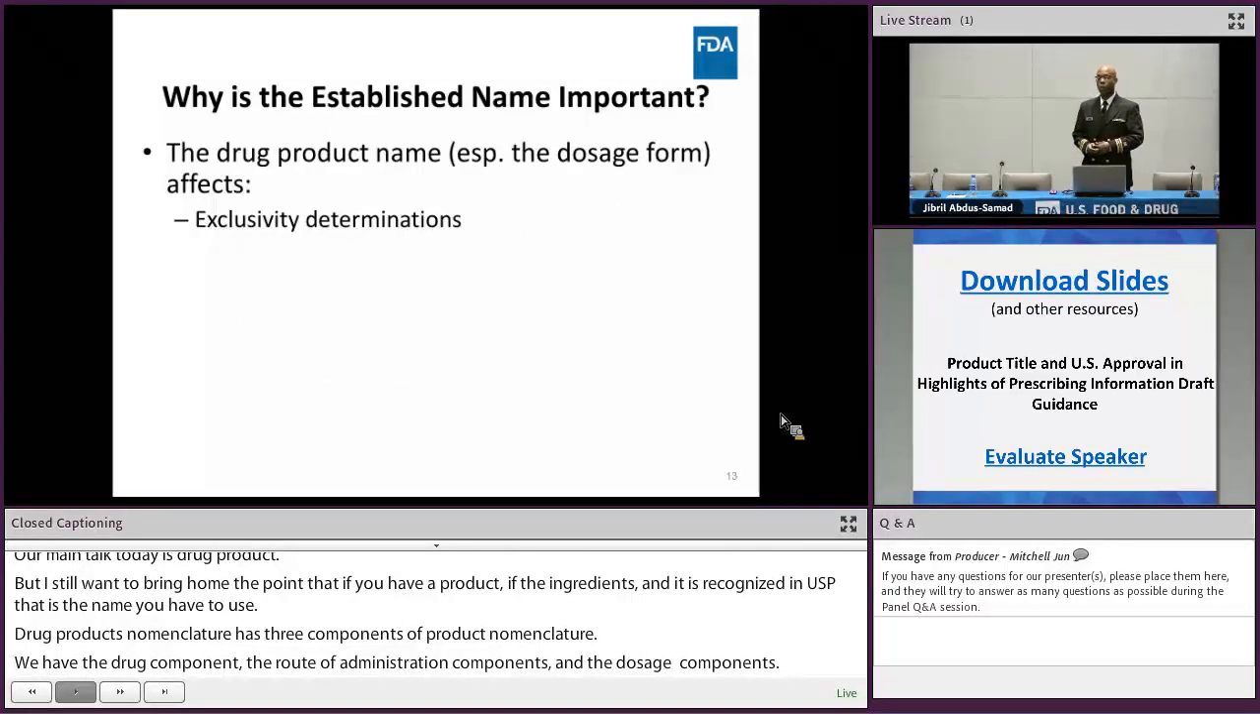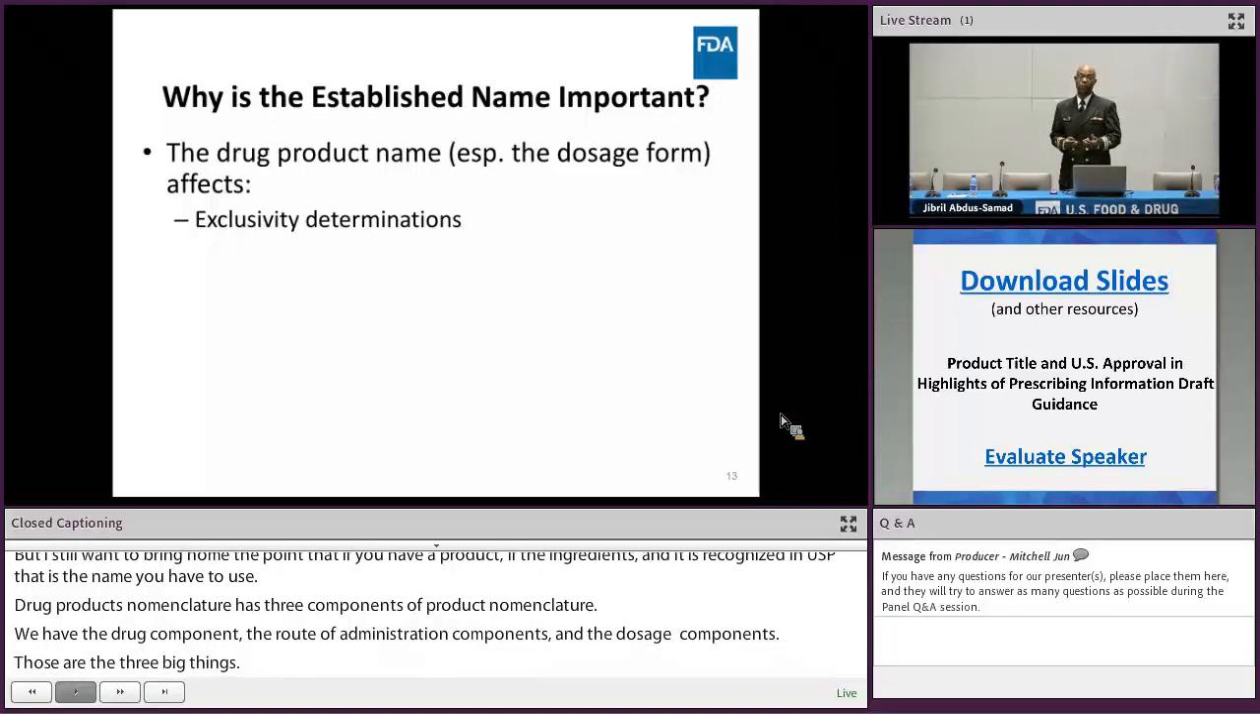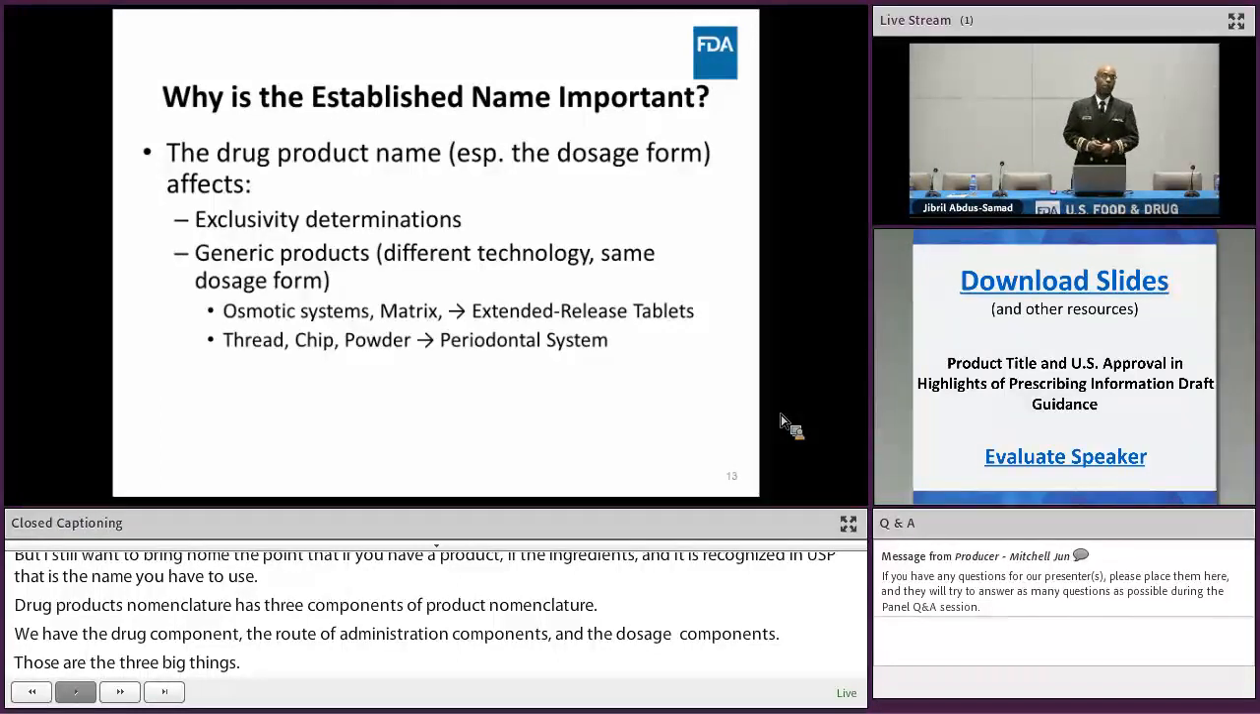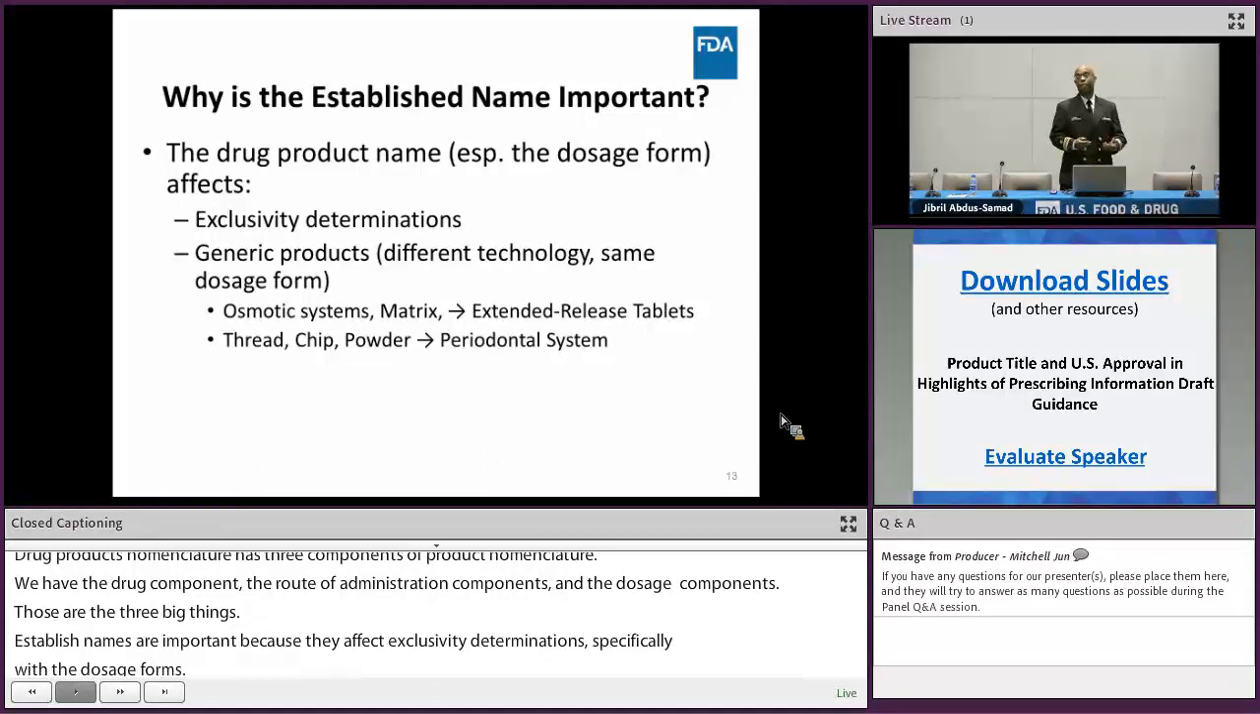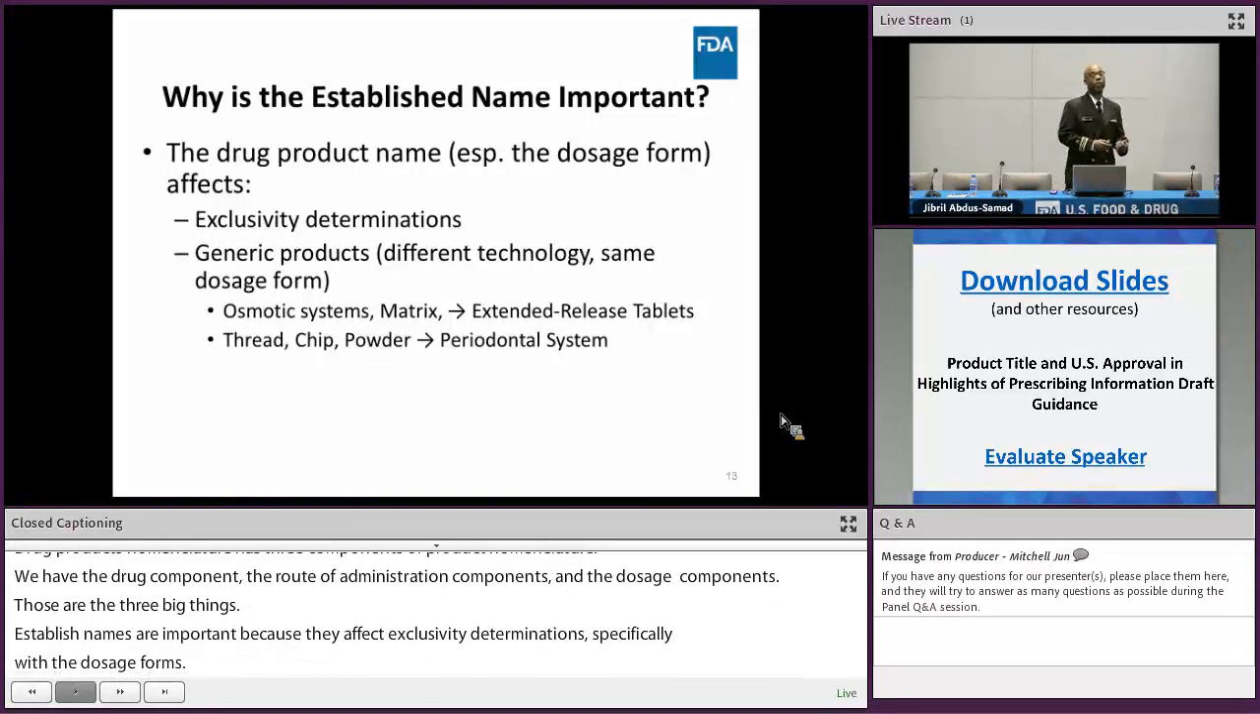Established names are important because they affect exclusivity determinations, specifically with the dosage form influencing that. Also, generic product development. Oftentimes, products may have the same dosage form, but companies may use different technologies.